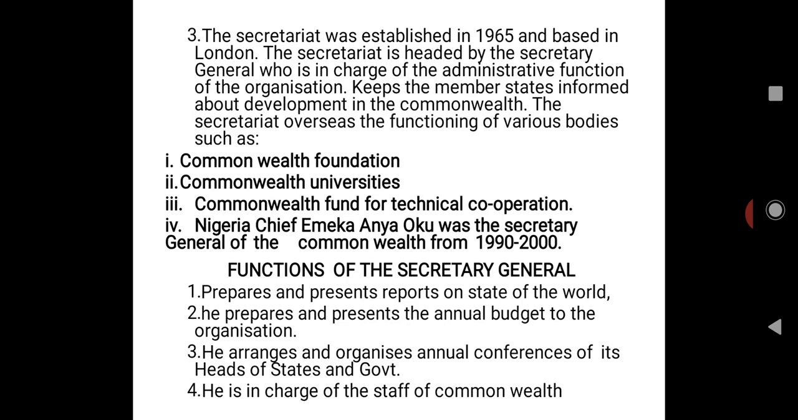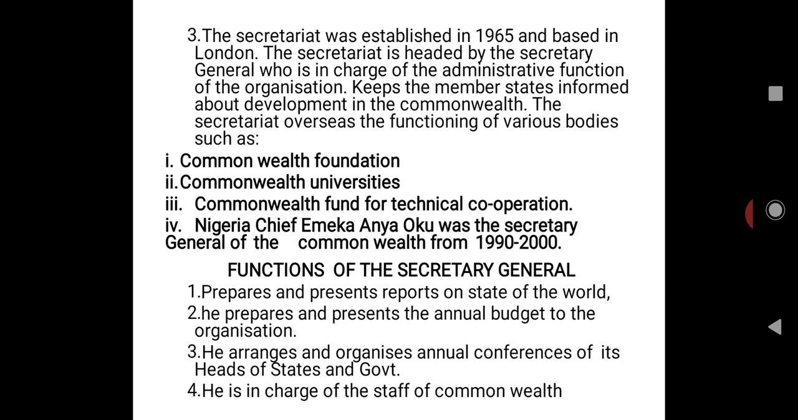Another organ of the Commonwealth is the Queen of England. The Queen of England is the ceremonial head who has the power to declare the conference open or closed. It means that before the conference will start, the Queen of England will come in person to declare the conference open. And when it's about closing, the Queen will close the conference.